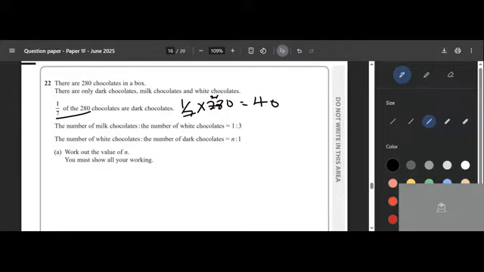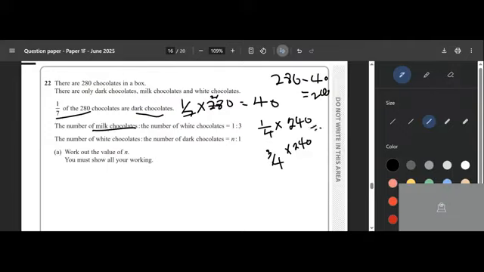So let's see. The total ratio here is 4. So it means that the milk chocolates are going to be 1/4 of the remainder. Remember what remained here. We started with 280 and removed the dark chocolates, which are 40. So the ones remaining here are 240. So I multiply 1/4 by 240 to get the milk chocolates, and 3/4 times 240 will give me the white chocolates because its ratio is 3.